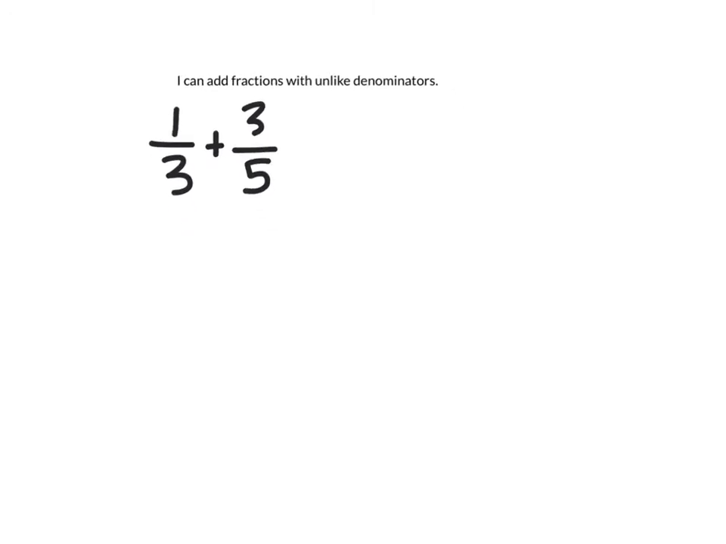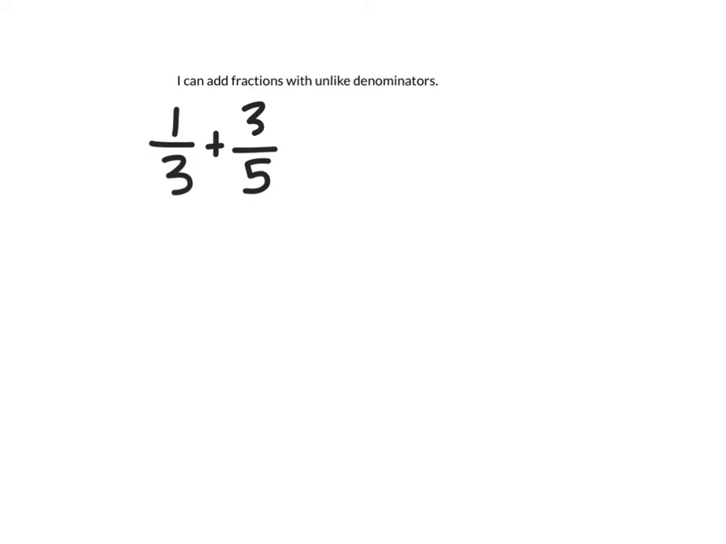Today's objective is I can add fractions with unlike denominators. The problem for today is 1/3 plus 3/5. Now we use visual models to solve problems with unlike denominators. So I will be talking you through the steps that you should have in your notebooks while we solve this problem.